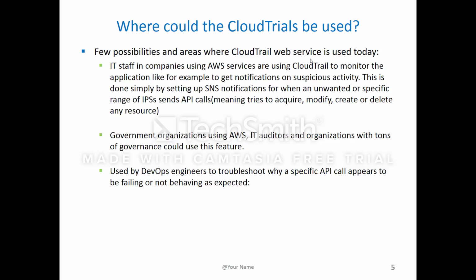Where could CloudTrail be used today? Here are a few possibilities that I can think of. The IT staff in companies using AWS services use CloudTrail to monitor applications, for example to get notifications of suspicious activities. This is done simply by setting up SNS notifications for whenever an unwanted or specific range of IPs sends API calls, meaning someone who doesn't have access is still trying to acquire your resources, or trying to modify, create, or delete any resources.